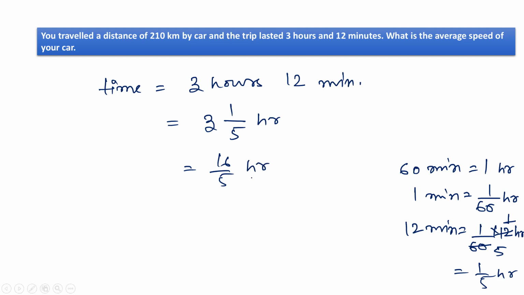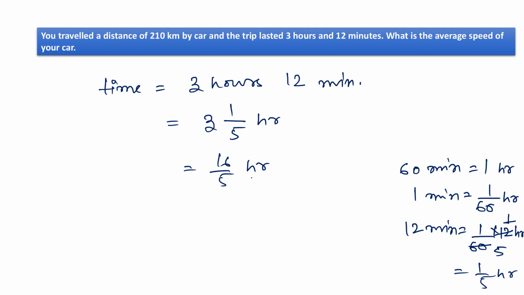So why have I converted this total thing into hours? Because I have to find out the average speed, and I can't find the average speed in kilometer per minute. The speed can be in meter per second, otherwise in kilometer per hour. So that's why I have converted the given time period into hours.